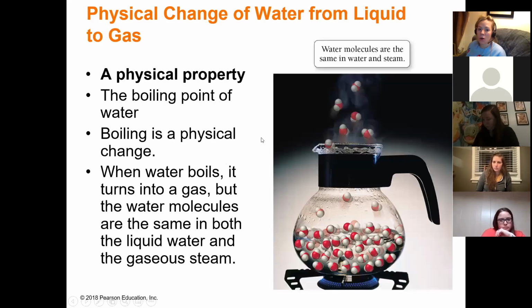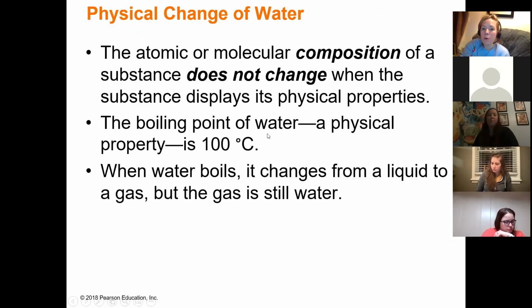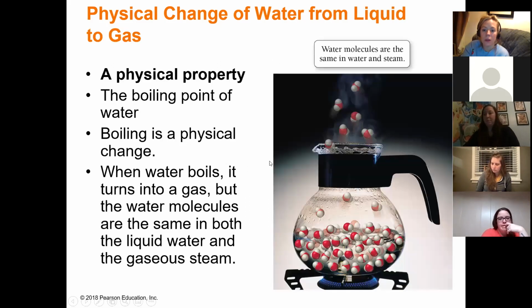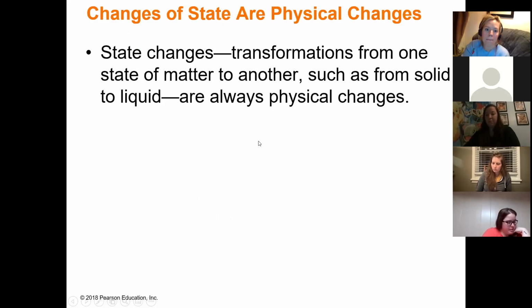All right. So boiling points, like the boiling point of water is 100 degrees Celsius. That's a physical property, not a chemical property. Here's the little water molecules down here, and here are the water molecules up here. They're both water molecules. These just happen to be farther apart, moving faster. So any state changes are always physical changes.